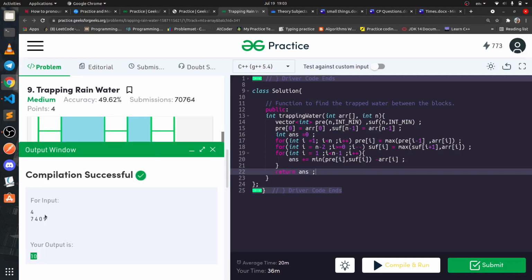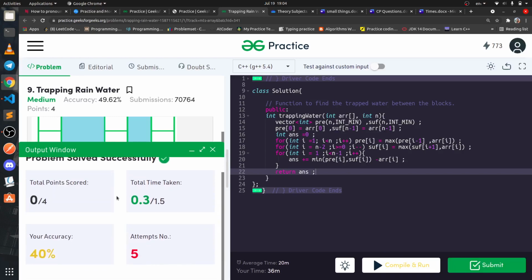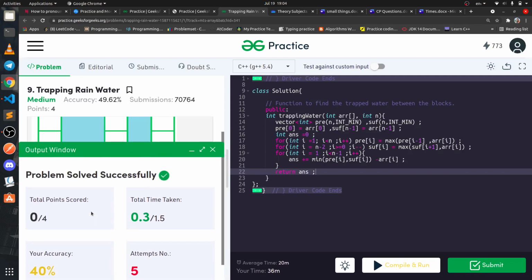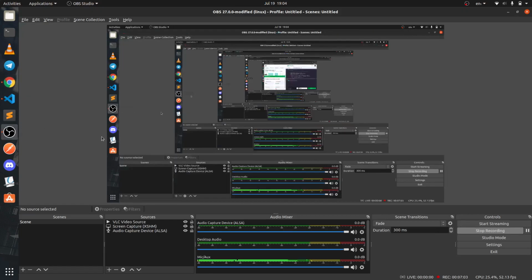It's giving 10, which is correct because min of 7 and 9 is 7, and we can store 3 units of water above the 4 and 7 units of water above the 0, so their total will be 10. Okay, let's submit and see. Yeah, it's good. Okay, so yeah, that's it.